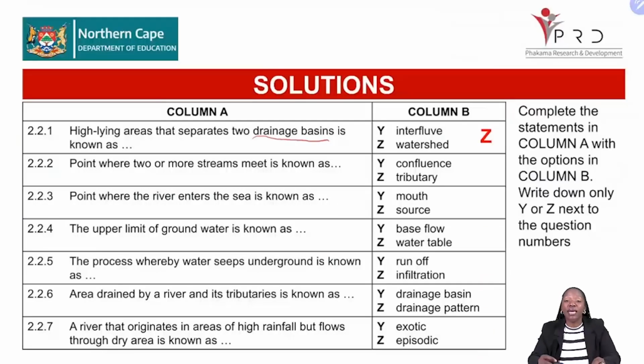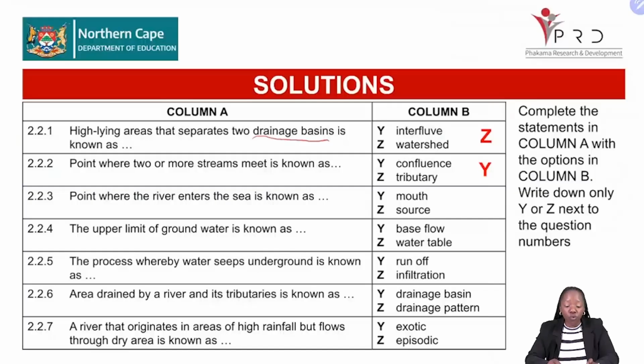So the high-lying area that separates the two drainage basins is known as a watershed. Your interflow is the high-lying area separating the two streams or tributaries. Then your watershed is the high-lying area that is separating the two drainage basins. Then 2.2.2, the point where two or more streams meet, we call a confluence. Remember, at that point when these two streams are meeting, it's a confluence.